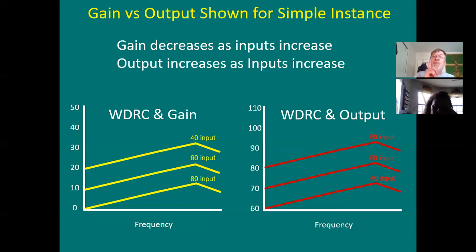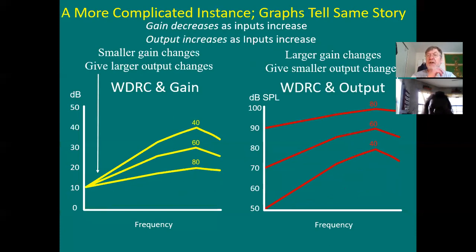And this is something we need to take home. This is something we have to incorporate. This is something we have to fix and make sure we have in our heads, that reading in gain versus reading in outputs goes exactly the opposite way. I'll highlight it with this slide. Here's a more complicated instance. Look at this graph. These two graphs tell the same story.